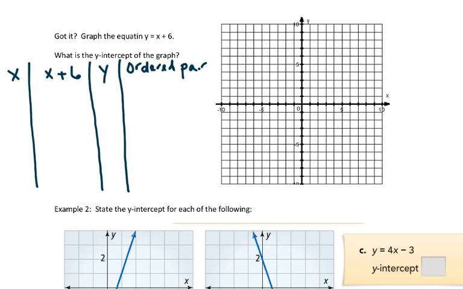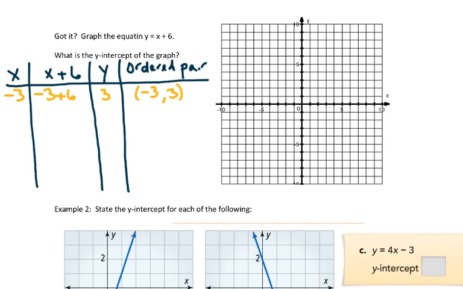So we're going to fill out the table. Again, I choose different values of x. It doesn't matter which value I choose. So let's start with -3 again. So I'm going to do -3 plus 6. -3 plus 6 is 3. So the ordered pair is (-3, 3).